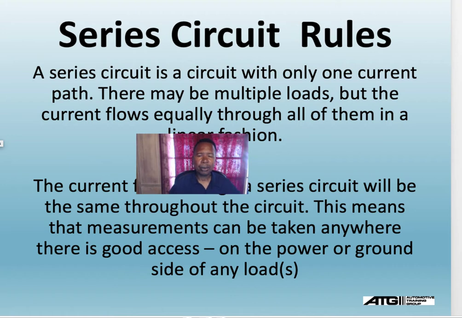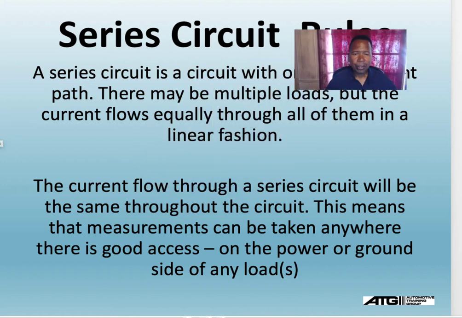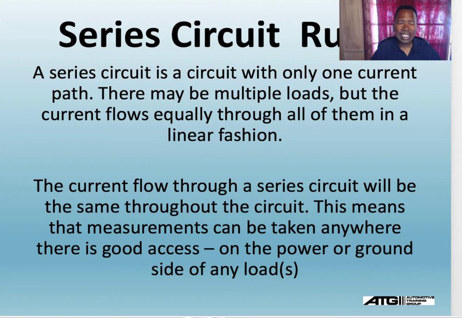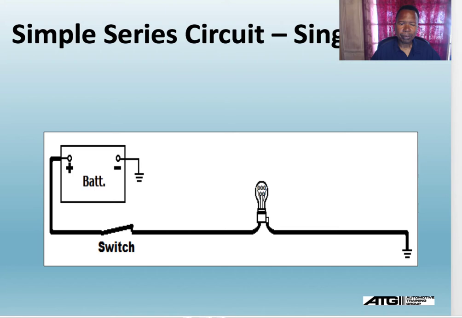A series circuit is a circuit with only one current path. That means current starts from the battery, goes to ground, flows in one direction, and that's it. There may be multiple loads, but the current flows equally through all of them in a linear fashion. The current flow through a series circuit will be the same throughout the circuit. That means I can check the current at the beginning of my main line or on my ground. It's the same number. In a series circuit, current stays the same through the whole circuit. This means measurement can be taken anywhere there's good access on the power or ground side of any loads.